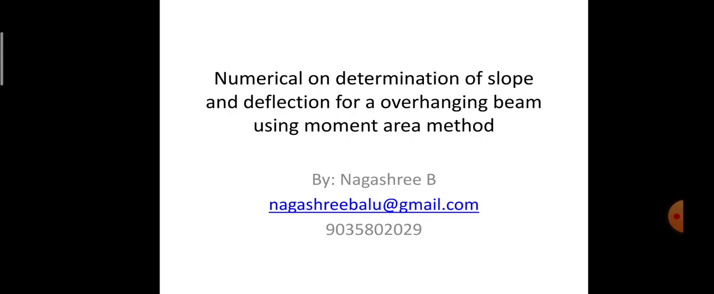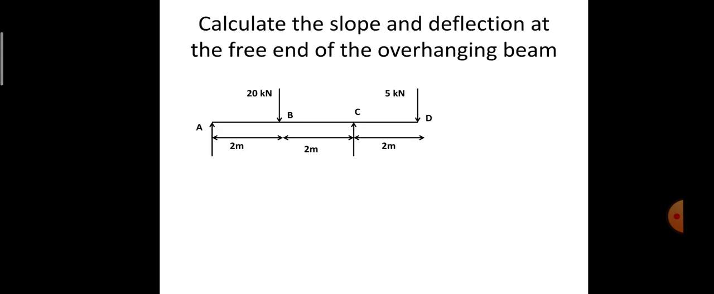So today I'll be discussing how to determine the slope and deflection for an overhanging beam using the moment area method. I have a numerical here wherein ACD is the overhanging beam, wherein AC is the simply supported part and CD is the cantilever part. AC is loaded with a center concentrated load of magnitude 20 kilonewton, located exactly at a distance of 2 meter from A and from C also.